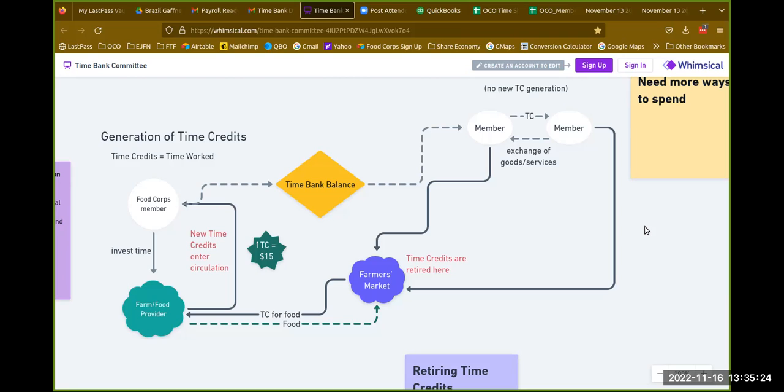Oh, and we had made the commitment last winter to reevaluate the conversion rate of the time credit each year. So last year, we decided to set the value of a time credit equal to 15 Canadian dollars. This winter, we need to reevaluate that and decide whether to keep it at $15, to increase it, or to decrease it.